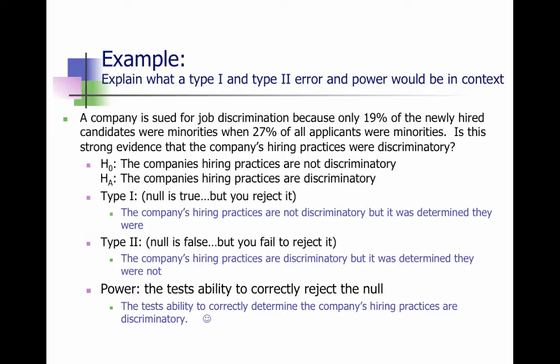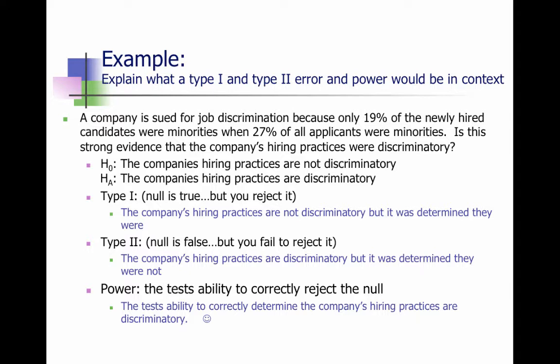So determining a type 1 error. Again, remember that a type 1 error is when the null is true and you reject it. So the company's hiring practices are not discriminatory, but it was determined that they were. A type 2 error is when the null is false, but we fail to reject it. In this case, the company's hiring practices are discriminatory, but it was determined that they weren't.